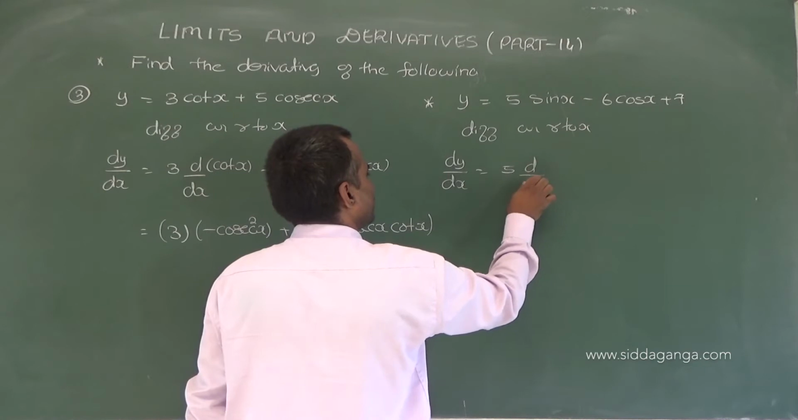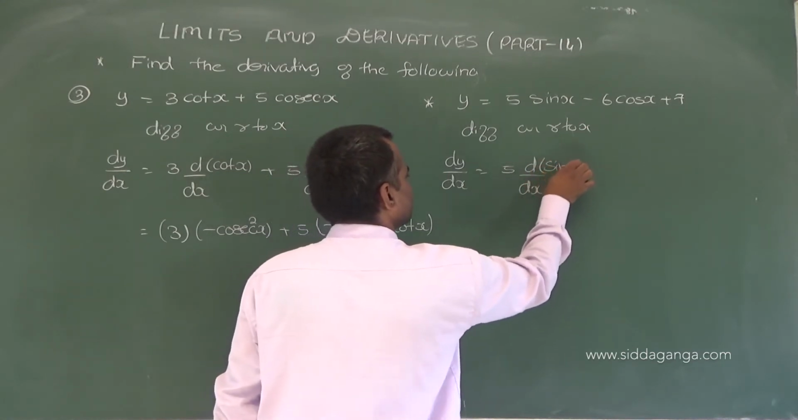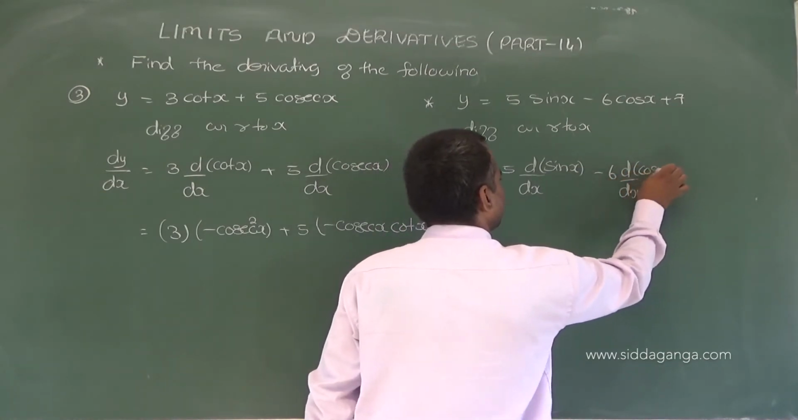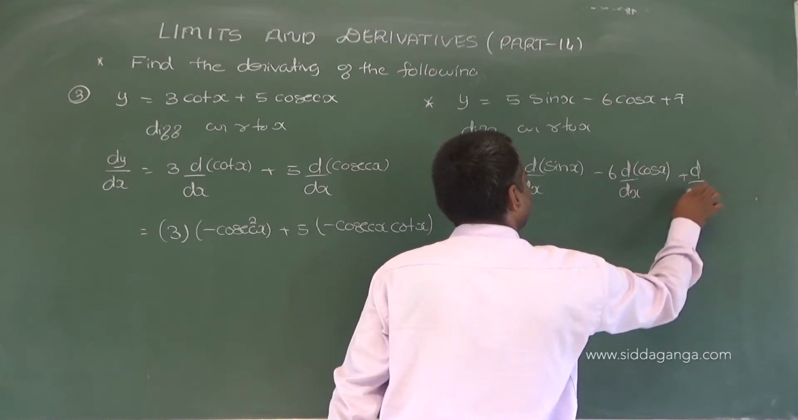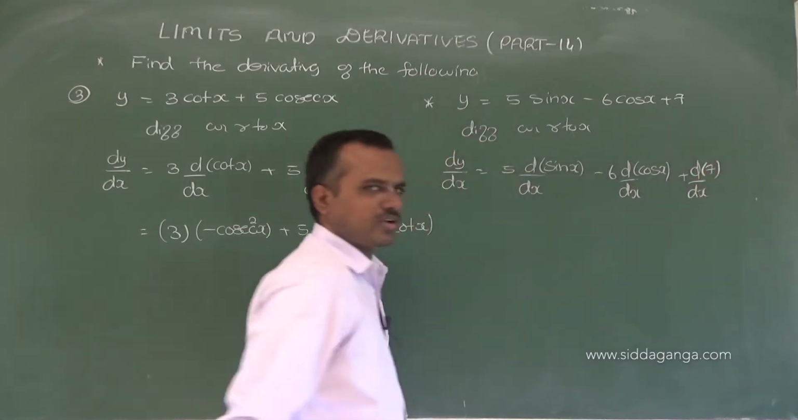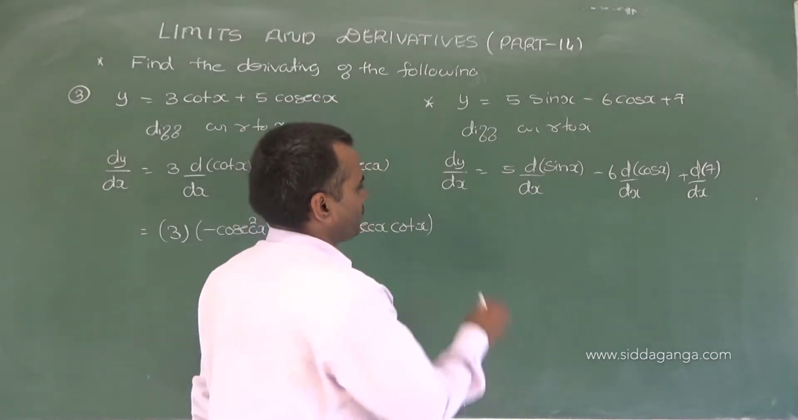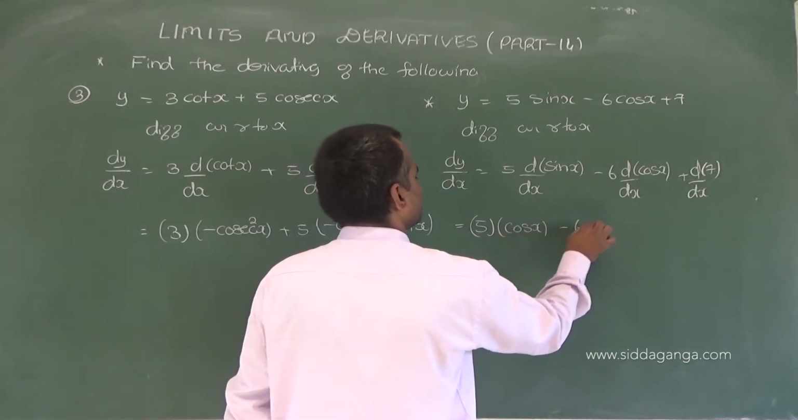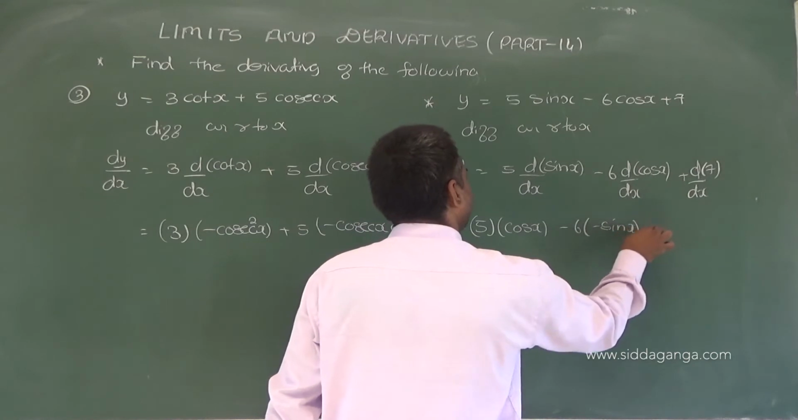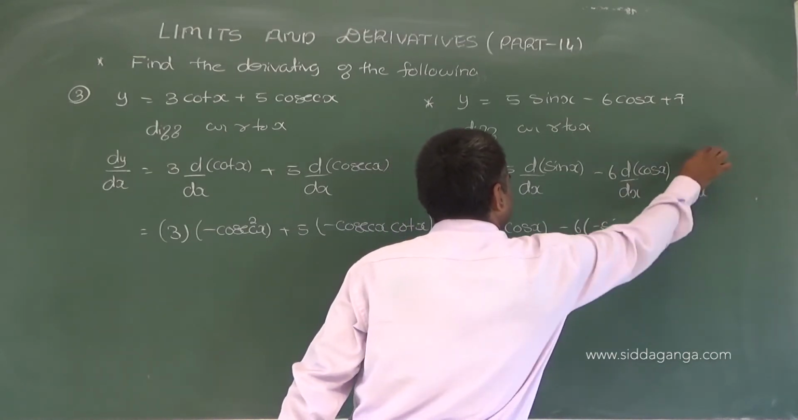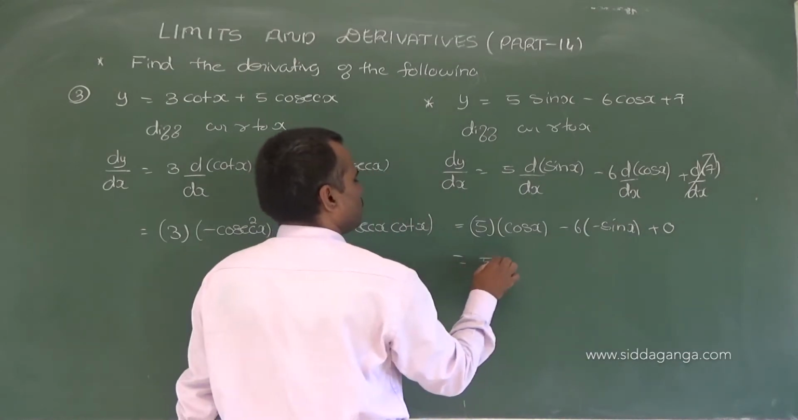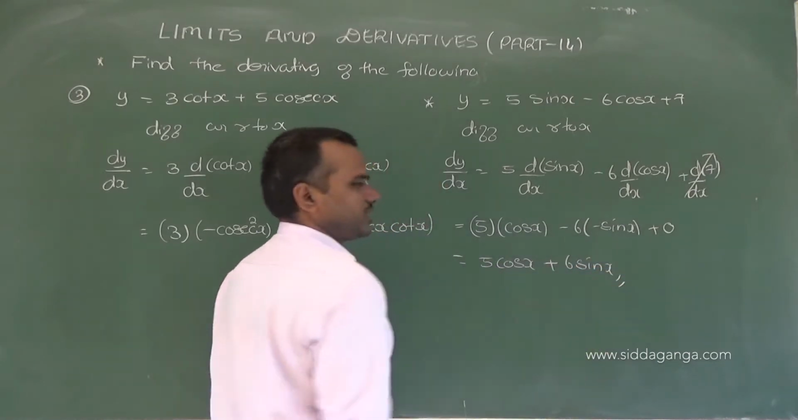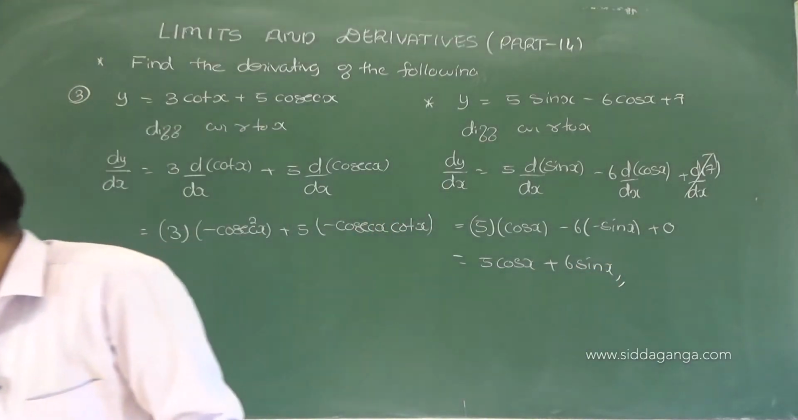5 into d by dx of sin x minus 6 into d by dx of cos x plus d by dx of 7. So that is equal to 5 cos x minus 6 into minus sin x, plus what about the derivative of a constant? This is 0. So 5 cos x plus 6 sin x.